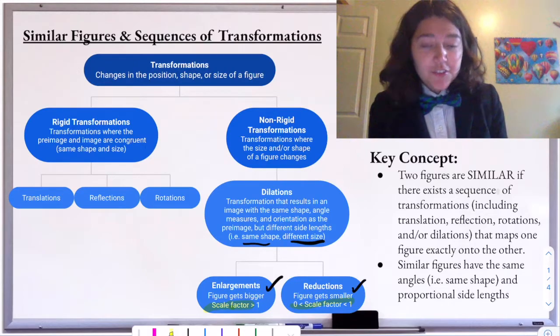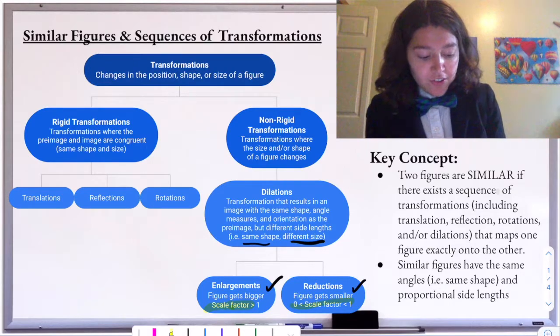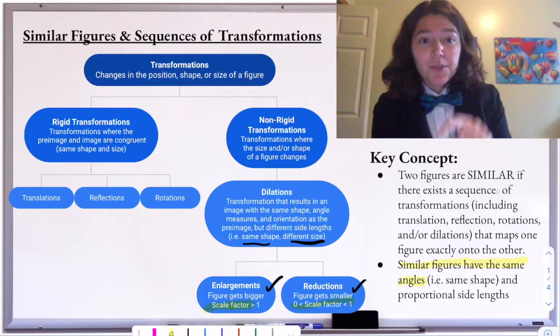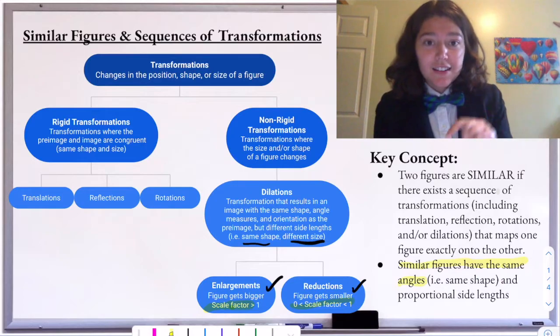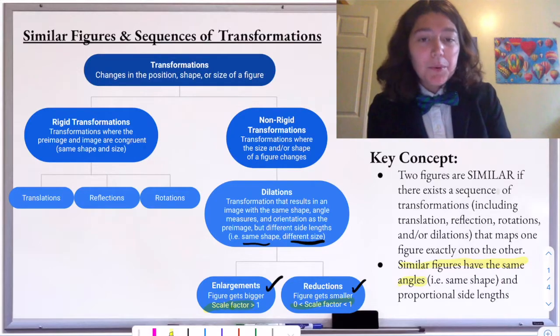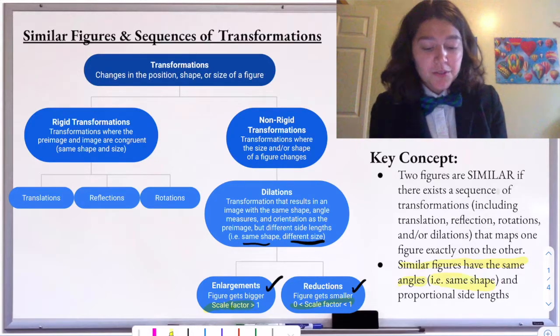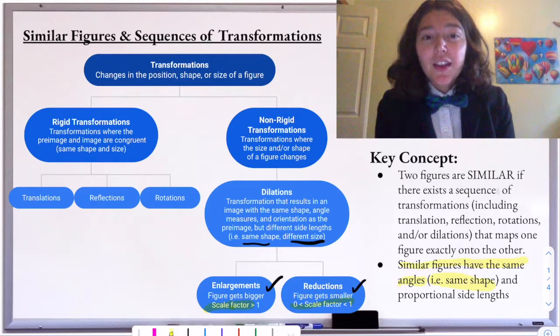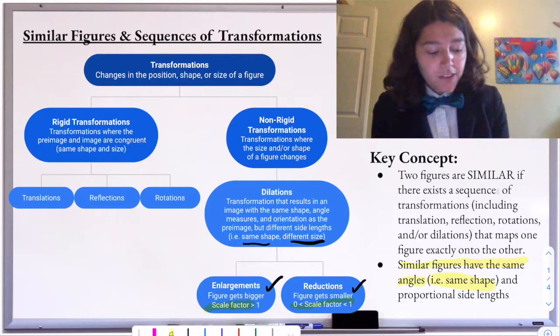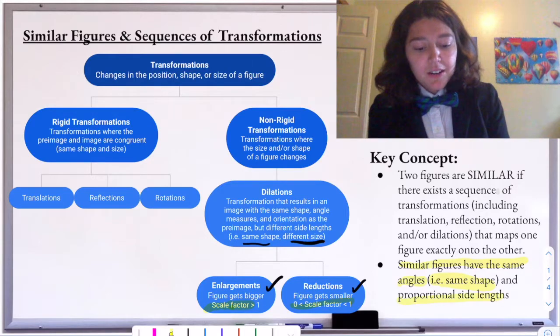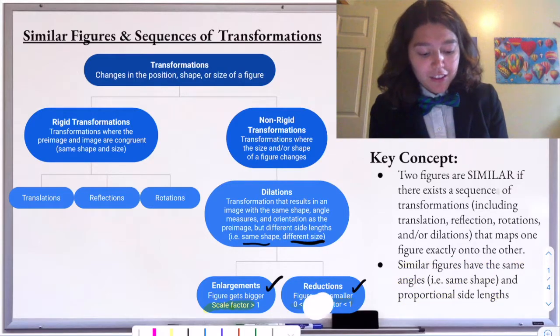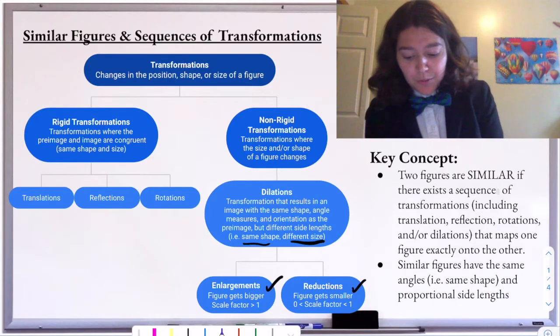figures. Generally speaking, from a definitions perspective, similar figures have the exact same angles. So all the corresponding angles will be the exact same. That would make them have the same shape. When two figures have the exact same angles, they have the same shape. And they have proportional side lengths, meaning there's basically a scale factor that we could use to get from one to the other.